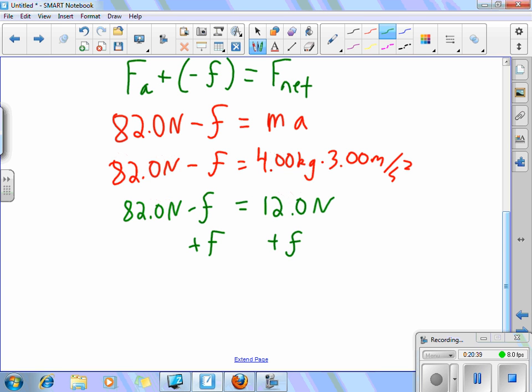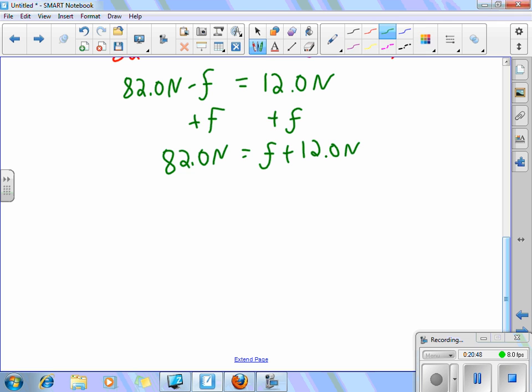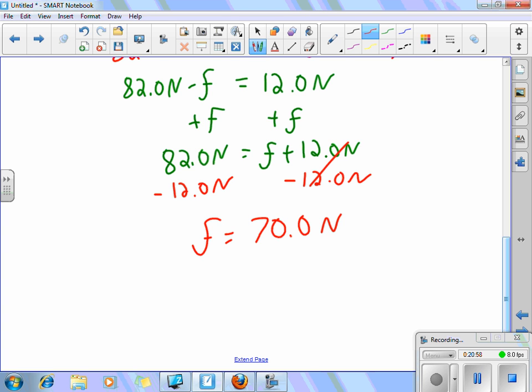So I now have friction over here. That gets me 82.0 newtons is equal to friction plus 12 newtons. And then from there, I'm just going to subtract 12 from both sides. And I should be set to go at this point. And it looks like friction therefore equals 70 newtons. And there we are. That must be the value of friction based upon the situation we were given.